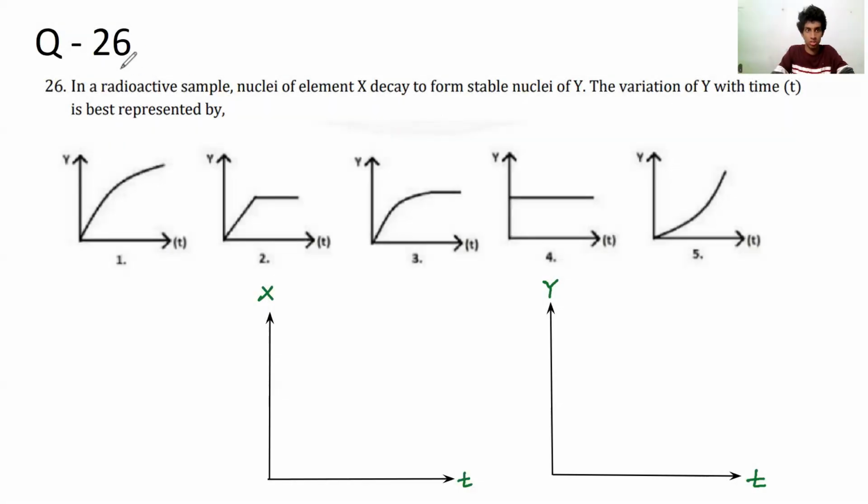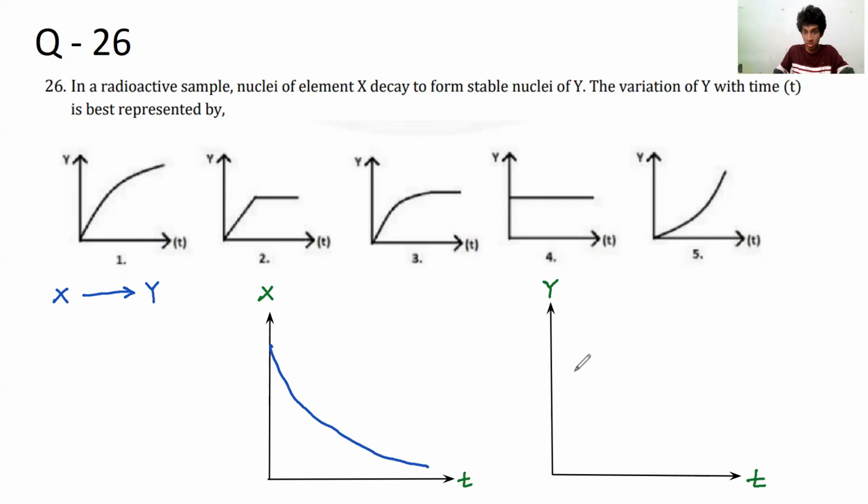Question number 26. In a radioactive sample, nuclei of element X decay to form stable nuclei of Y. The variation of Y with time t is best represented by. So X decays to form the stable element Y. First, let's consider the variation of X with time. Initially, only X is present, and with time, X gradually decreases like this.